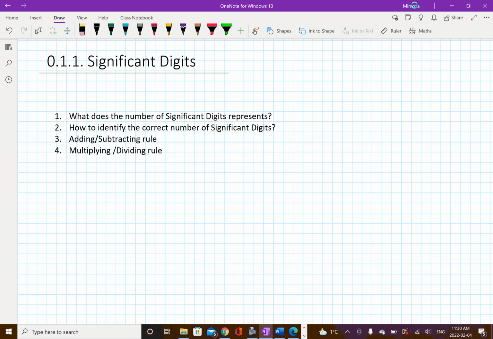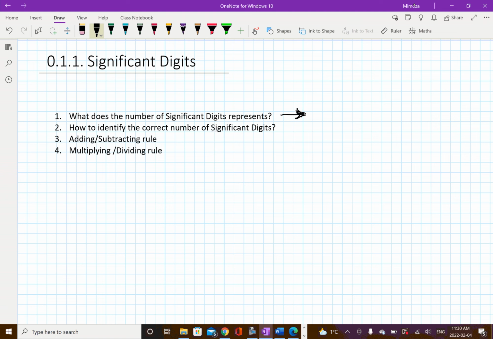The very first thing that we will discuss is what the number of significant digits represents. The number of significant digits represents the precision of the instrument that you are measuring with, or of the data collection. How precise is the measurement that you have completed in an experiment, or that is given in your question. So, the precision of it.